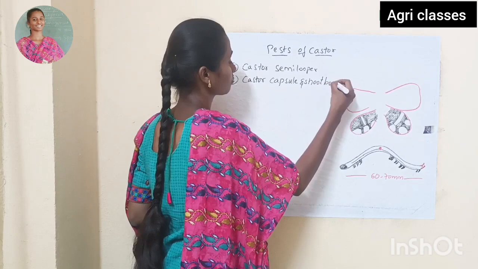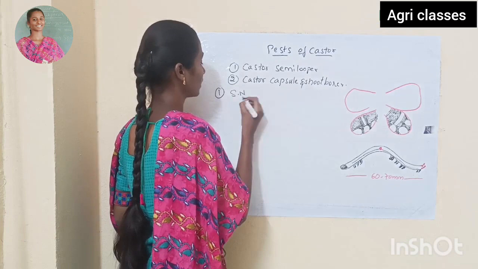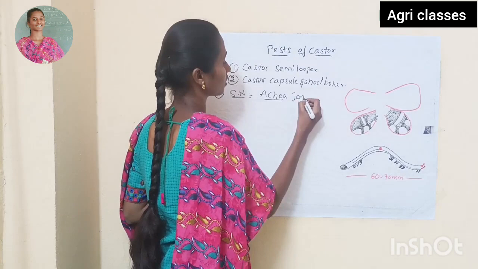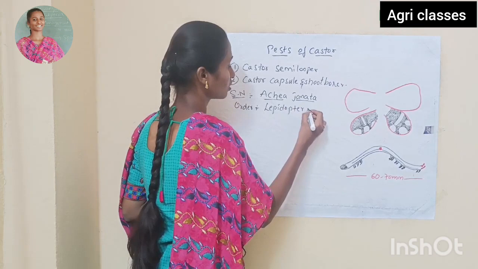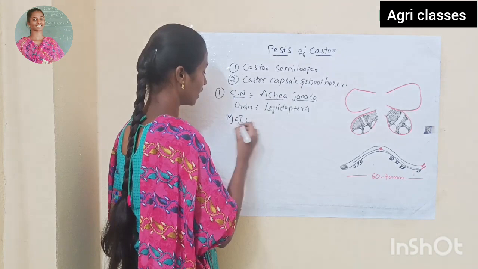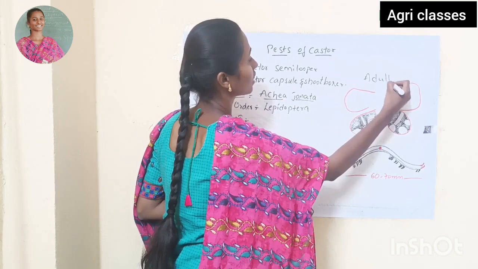So first, castor semilooper, scientific name Achaea janata, and it comes in the order Lepidoptera. First of all, I will discuss marks of identification of adult, then larva. Here in the picture we can observe the Achaea janata adult, and this is the larva of Achaea janata.